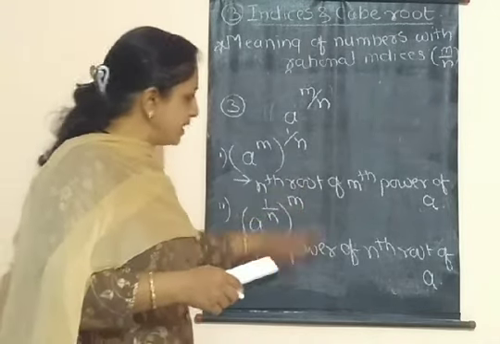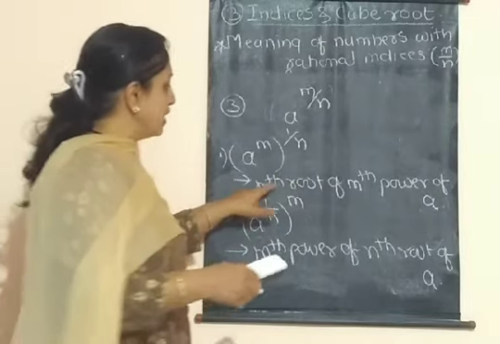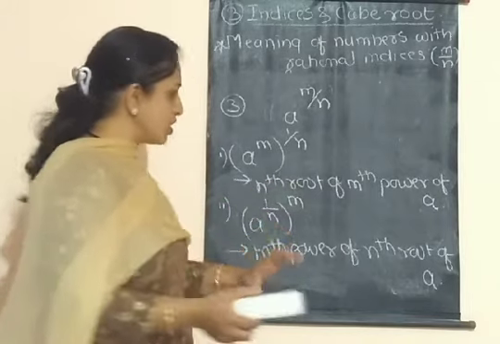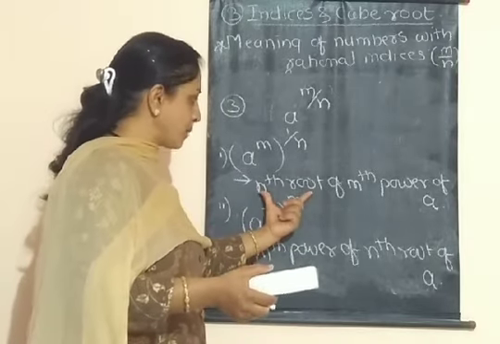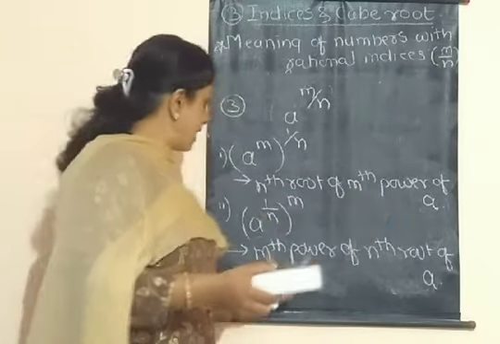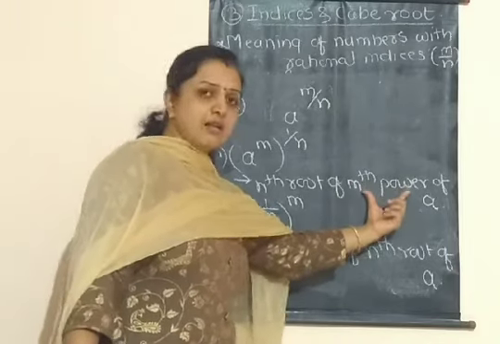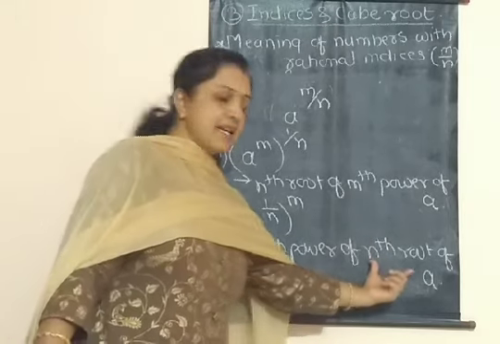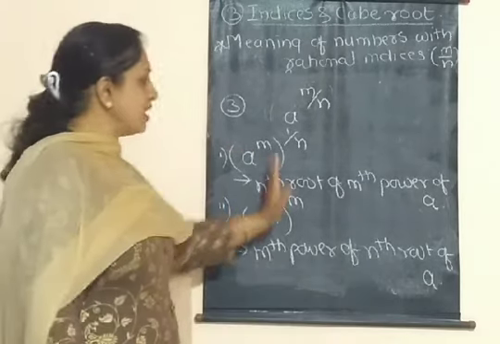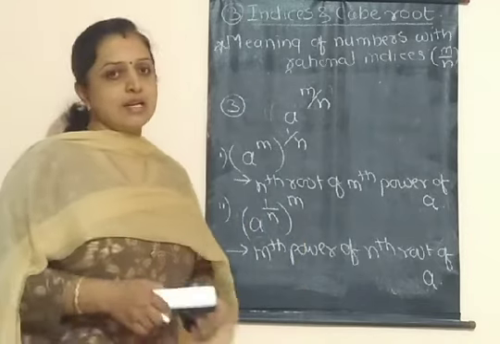If we see these two sentences, you can easily understand that we just have to change the positions of these two words. In the first sentence we take the nth root first and then the mth power, and in the second sentence we take the mth power first. So this is the only difference between these two sentences. Now you can easily solve the next exercise.